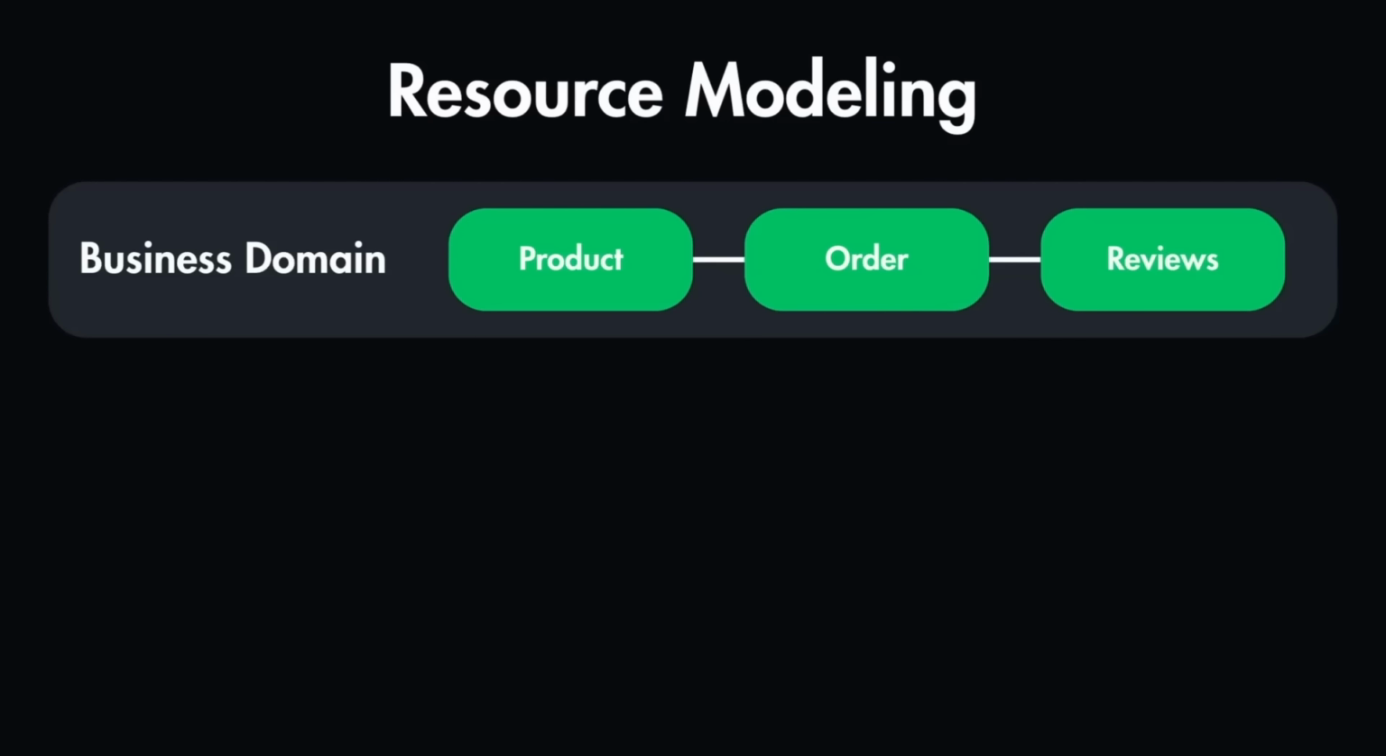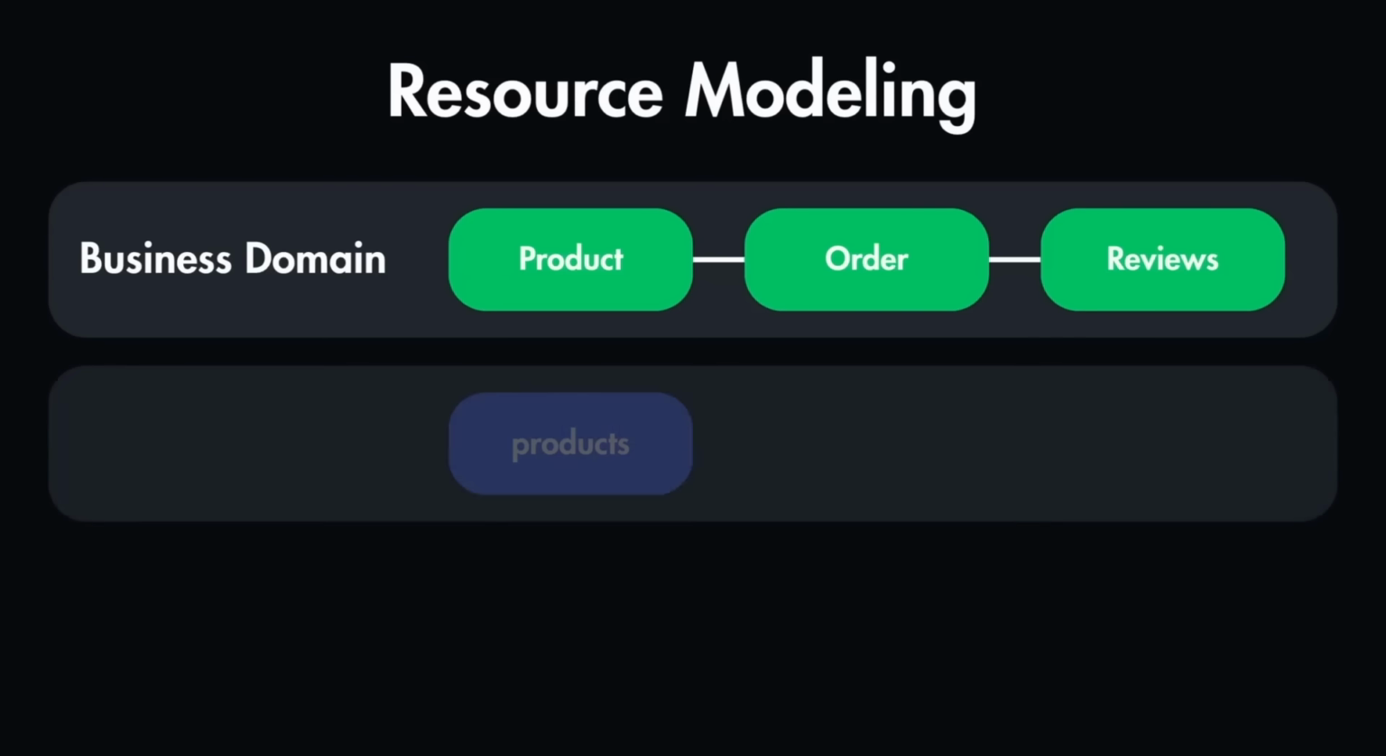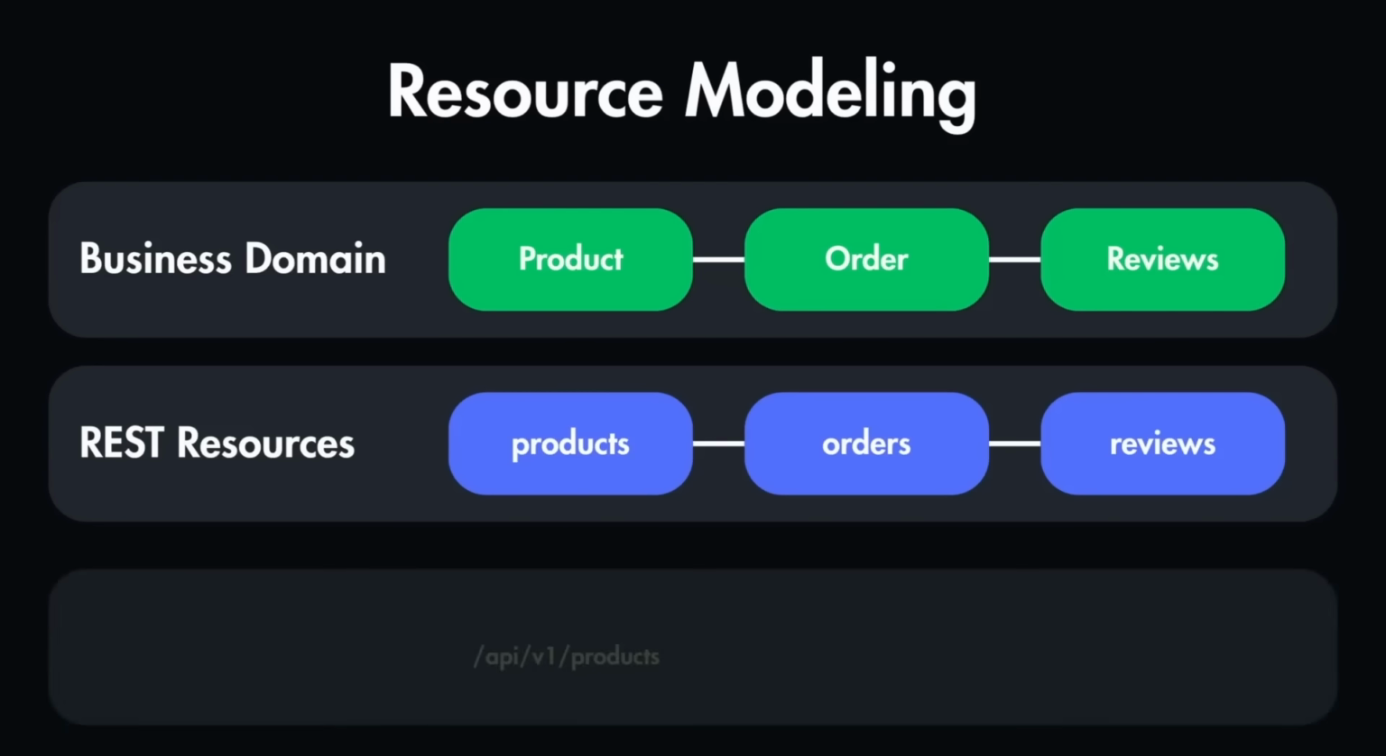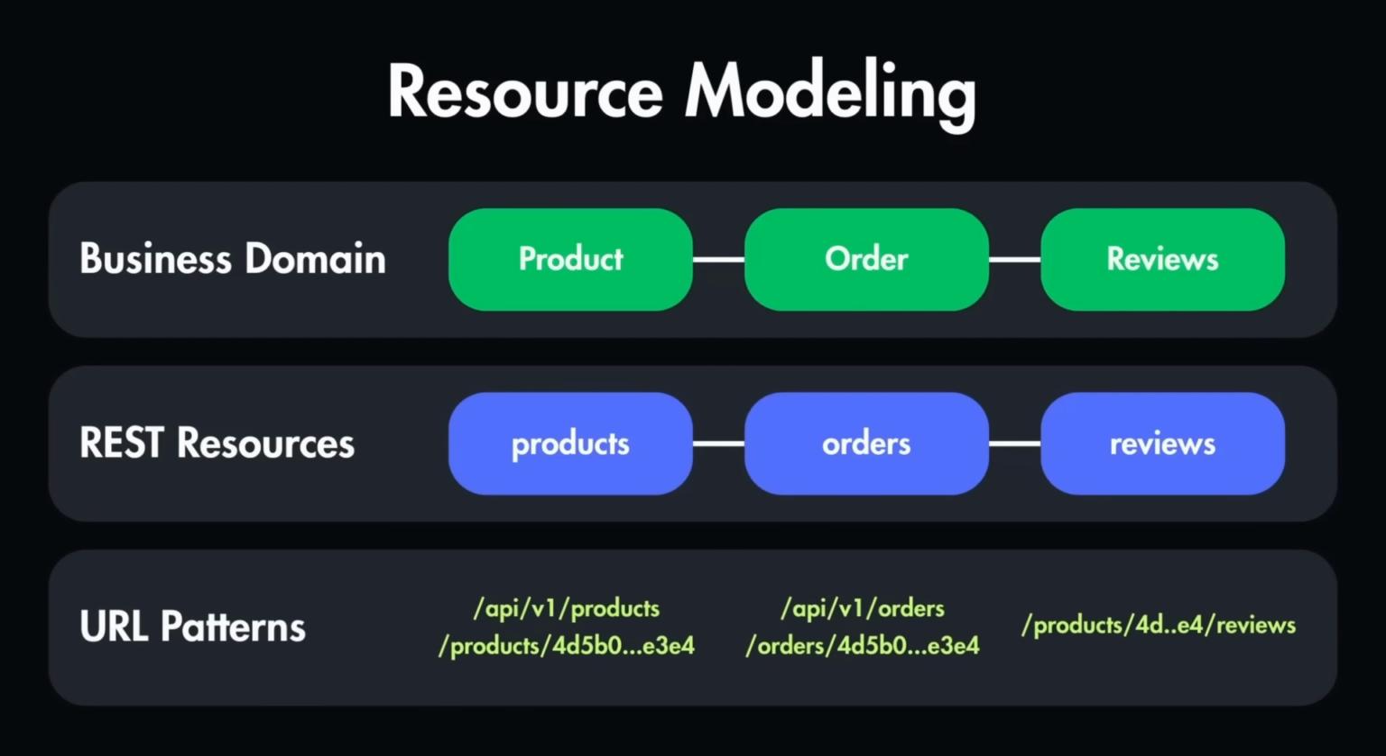Resources are the core concepts in REST. Let's say you have a business domain, which consists of products, orders, and reviews. When modeling these into a RESTful API, you usually convert these into nouns and not verbs, meaning that product becomes products, order becomes orders, and same for reviews. These can be collections or individual items.